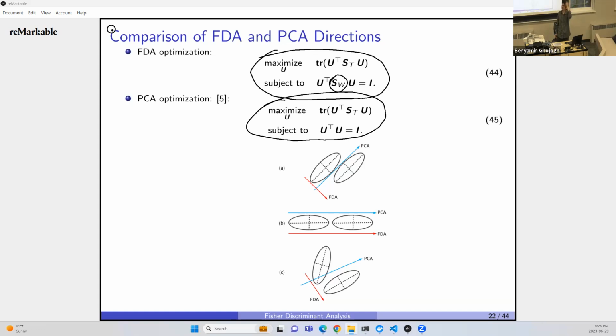And I think it's obvious why. The only difference between these two is SW, and SW is considering the labels. Therefore, FDA is supervised, PCA is unsupervised. Right? And when you solve that, you might have several cases. For example, if there are two classes like this, the PCA will be this, right? The most variant direction. By the way, PCA doesn't care if there are two classes. It sees them all as one data set, right? However, the FDA solution is this. Why? Can you tell me why is FDA this direction?